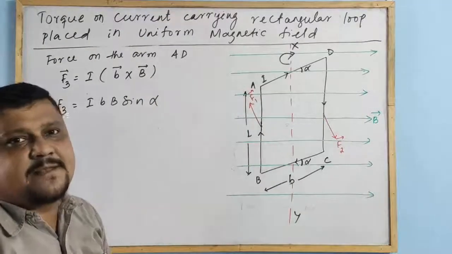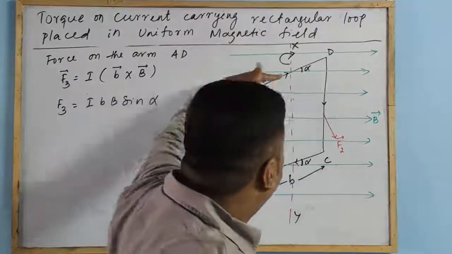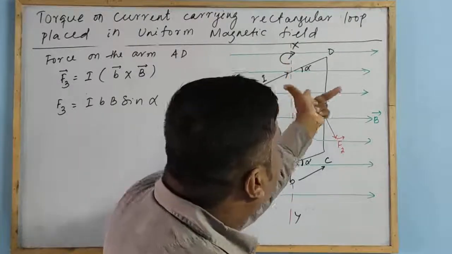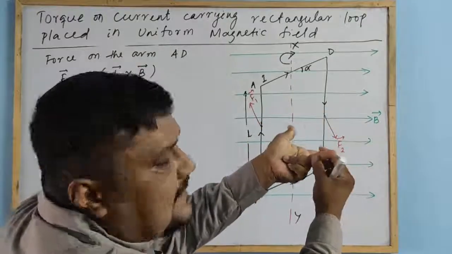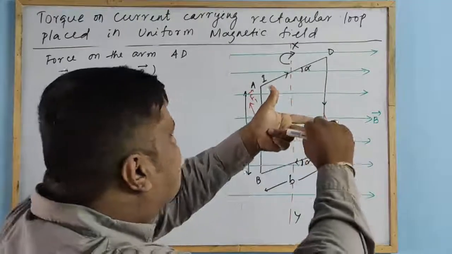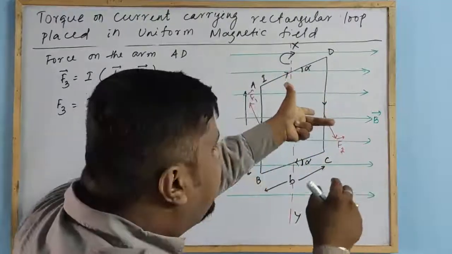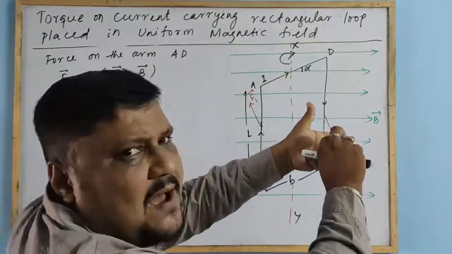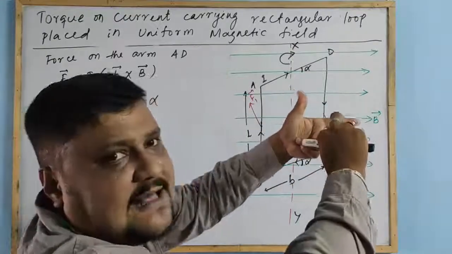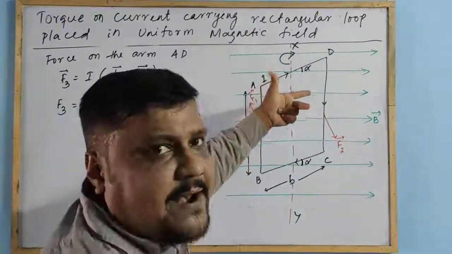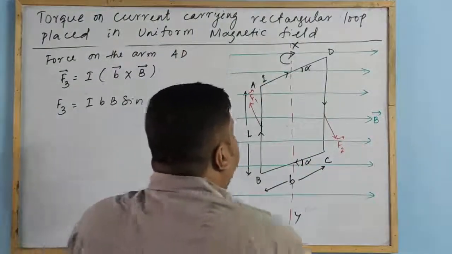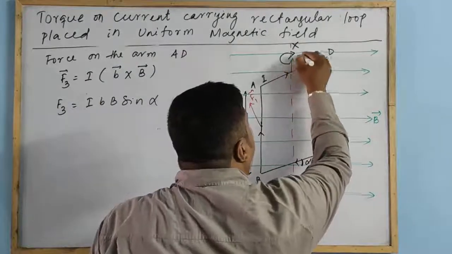Now go to the direction part. The magnetic field is like this, and this is the current-carrying conductor. It is not along the field direction; it makes some angle alpha with it. So this is the direction of the magnetic field, this is the current, and this is the force, that is F3.